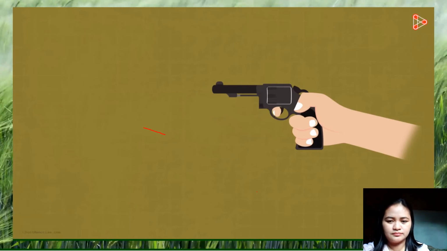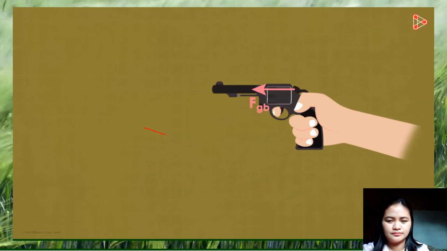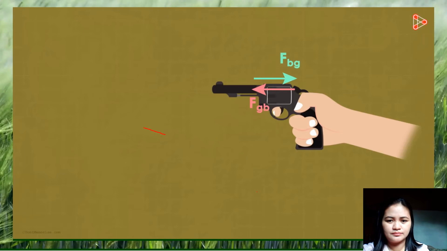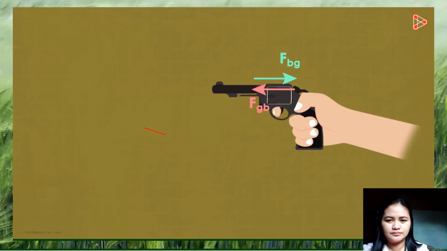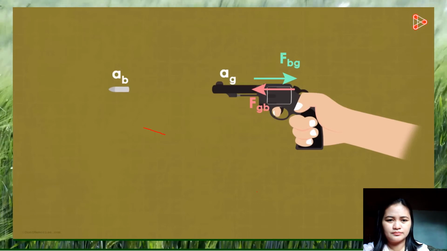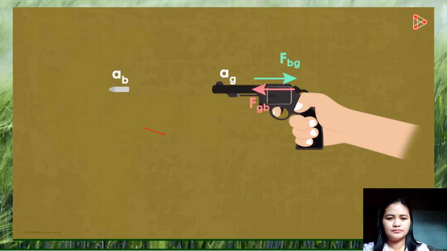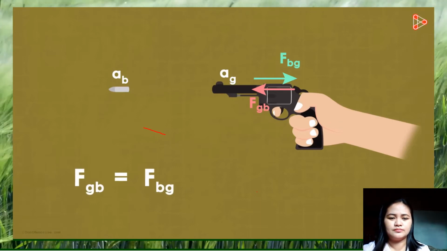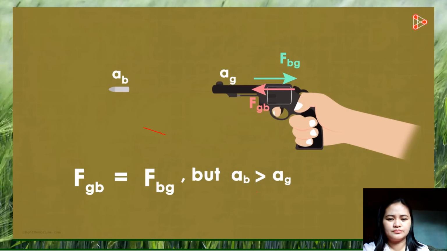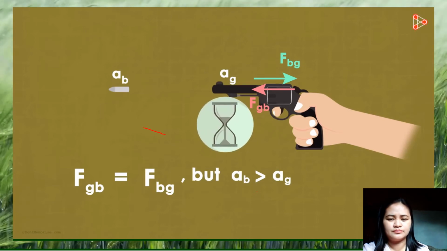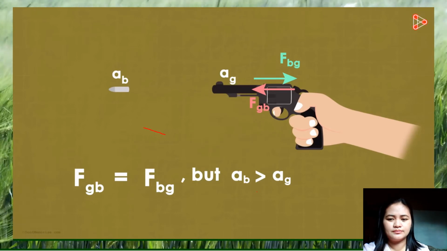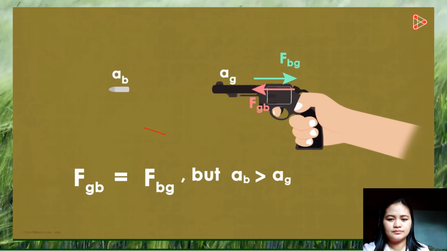But hold on. If the force exerted by the gun on the bullet is the same as the force exerted by the bullet on the gun, then why doesn't the gun recoil with the same acceleration as the bullet? The gun recoils, yes, but it doesn't recoil at the same acceleration as the bullet, right? Same magnitude of forces, but different accelerations. Why do you think this happens? Okay, so if your concept of the second law of motion was clear, you wouldn't really be surprised.